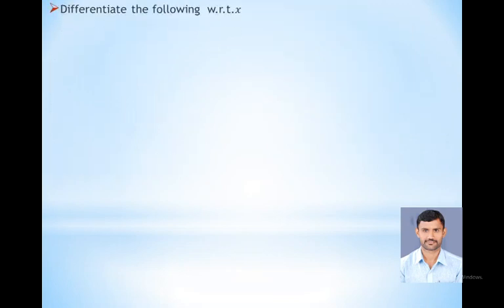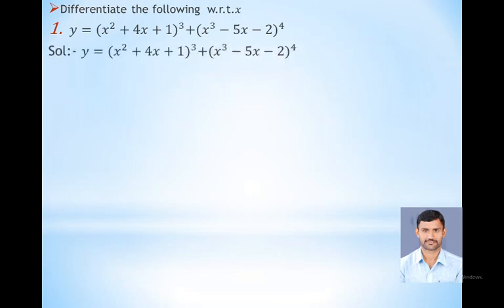Now, next question is differentiate the following with respect to x. Now, first problem is y is equal to x square plus 4x plus 1 bracket raised to 3 plus x cube minus 5x minus 2 bracket raised to 4. We are given y is equal to x square plus 4x plus 1 bracket raised to 3 plus x cube minus 5x minus 2 bracket raised to 4. We have to find out dy by dx.